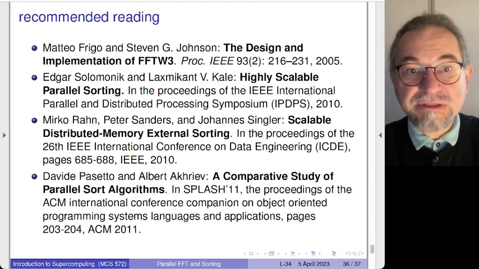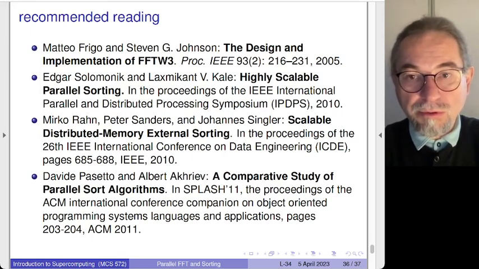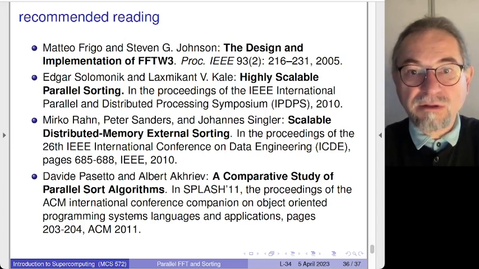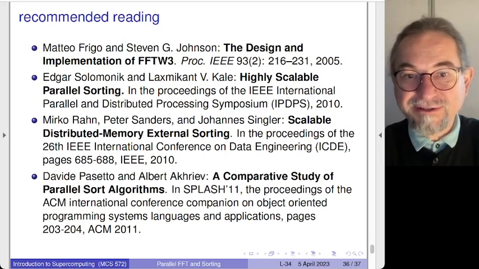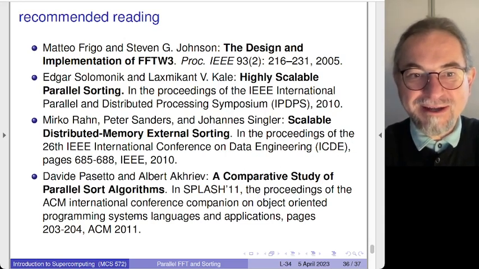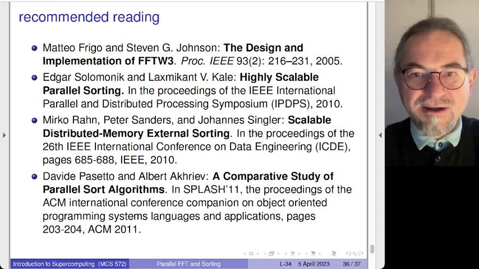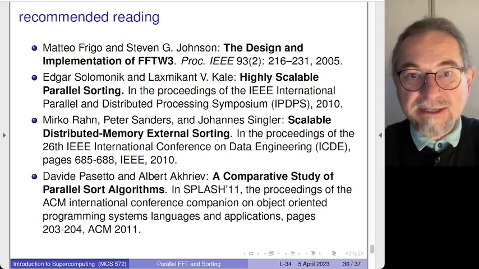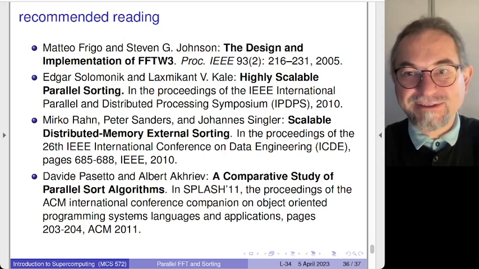Okay, here are the references. So sorting is an extremely important problem. Here are several of the papers in the supercomputing literature. SPLASH is actually the conference on object-oriented programming languages. I think it's also called OOPSLA. So there are the other IEEE conferences, and then there is the paper on the fastest Fourier transform in the West.